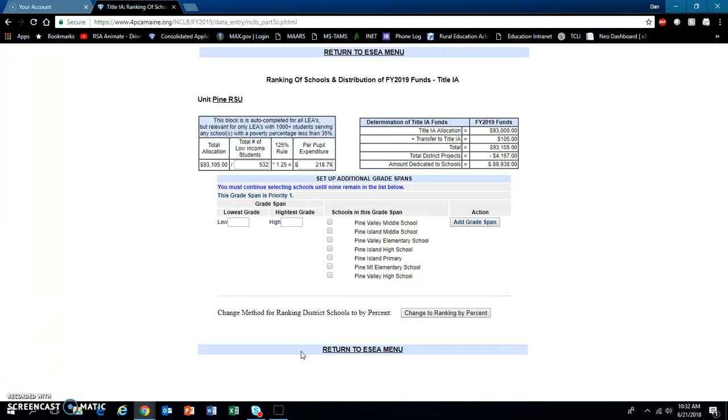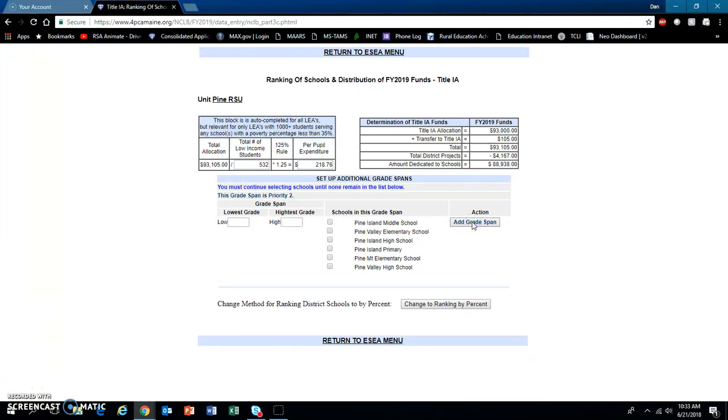So what is our priority span? The first priority span that we have are those schools that are greater than 75% that we must serve. So we will place that school in the priority 1 grade span. That was one of our middle schools. So the low grade would be 6 and the high grade would be 8. And I believe it was, we'll try Pine Valley Middle School. That was our 90% school, and we will add it to that priority grade span.